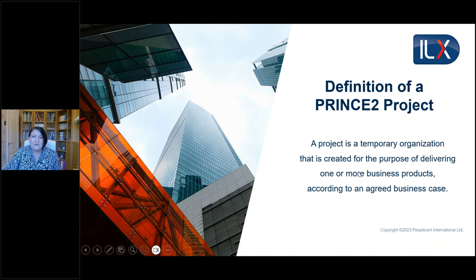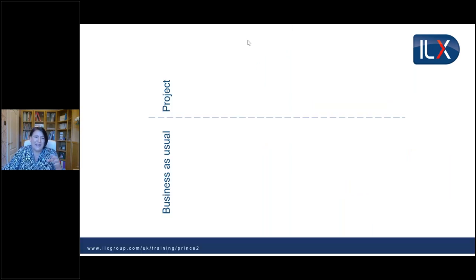To look at that a little bit further, we've got a bit of background about projects in comparison to business as usual. As we've just seen, a project is there to produce a product. What that product is could be lots of different things. It might be a new IT system. It could be some updated procedures. But every project is new and different, and every project is creating new and unique products. So PRINCE2 refers to the products as specialist products.